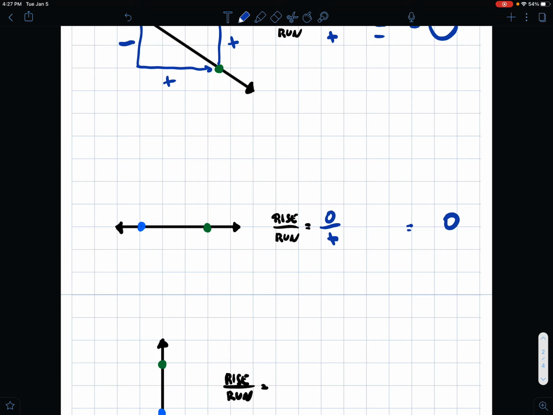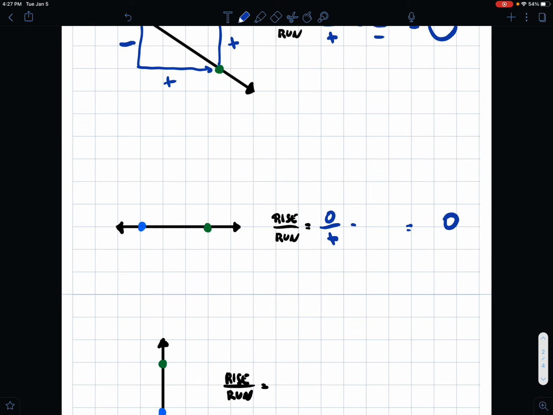If I'm going from the green one to the blue one, the rise is still 0, but now my run is negative. And it doesn't matter because 0 divided by a negative number is still 0. That's why a horizontal line has a slope of 0.